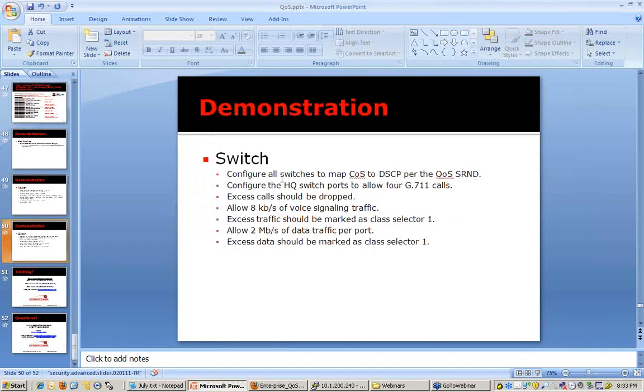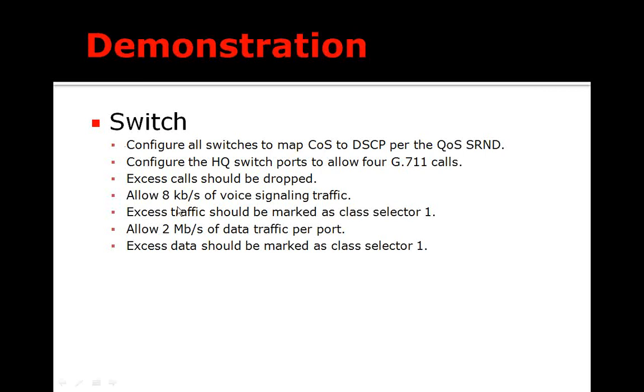So let's look at what we need to do for our switch. For the switch, we're trying to configure all switches to map CoS to DSCP per the QoS SRND. Again, you'd have to know what the SRND looks like, or you'd have to go look it up. Configure the HQ switch ports to allow 4 G711 calls. A G711 call is going to run you around 90 to 93K on Ethernet. So approximately 93K, but a lot of people just like to round that and call it 100K, but it's up to you. Excess calls should be dropped.